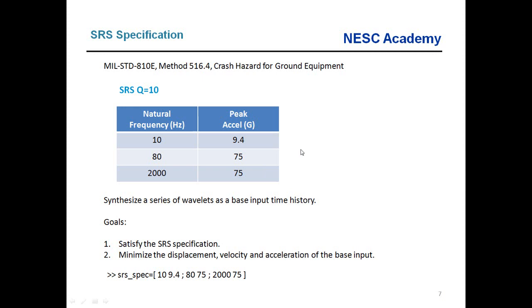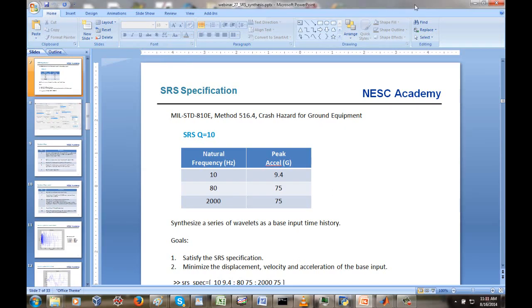So this could be, I guess, a radio that's mounted in a military truck or a Jeep or a Humvee, and that Humvee is going over washboard roads and rough terrain, and there's a possibility of a crash, and in the event of a crash, the radio needs to remain functional. So let's go ahead with this, and we're going to synthesize a series of wavelets as a base input time history. As I mentioned, we have multiple goals here. Of course, we want to satisfy the SRS specification within some reasonable tolerance bands. But we also want to minimize the displacement, velocity, and acceleration of that base input.